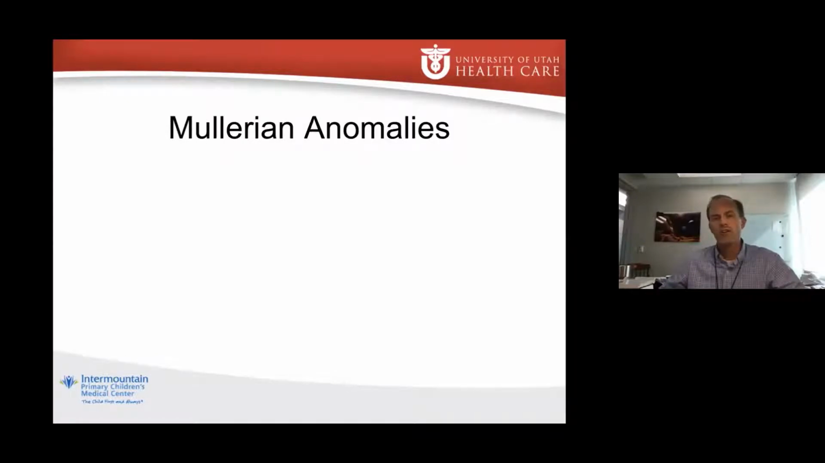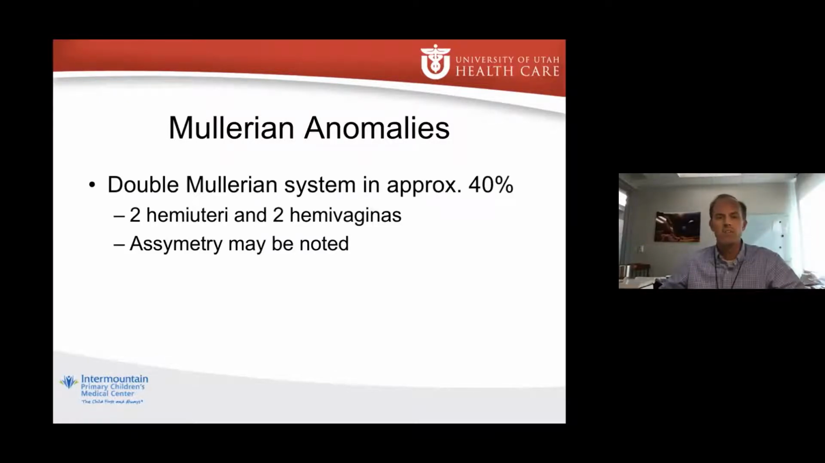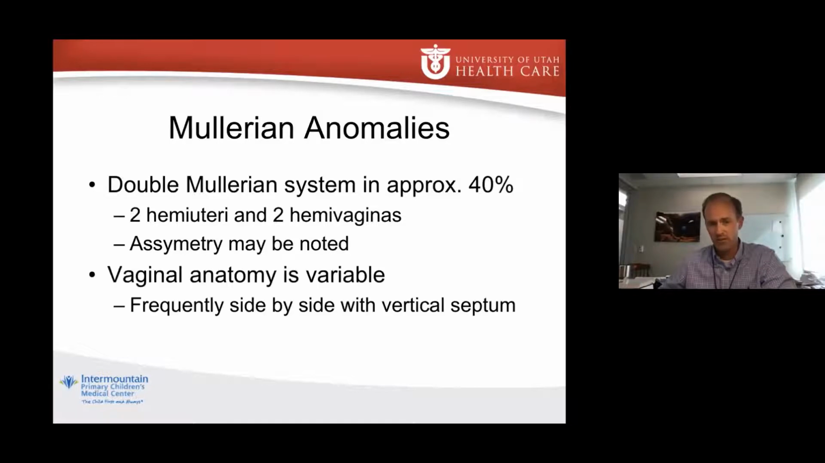So Müllerian anomalies. A double Müllerian system is seen in about 40% of patients. You'll see 2 hemiuteri, 2 hemivaginas, and you can see some asymmetry where one will be kind of a rudimentary uterus with a really crummy looking cervix, and the other one will actually look pretty healthy. So you can see some variation there.